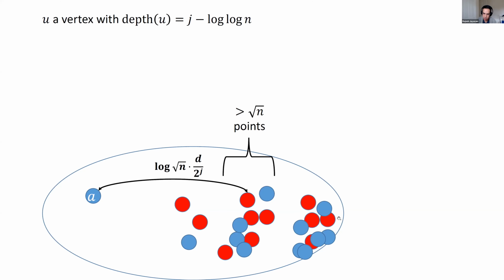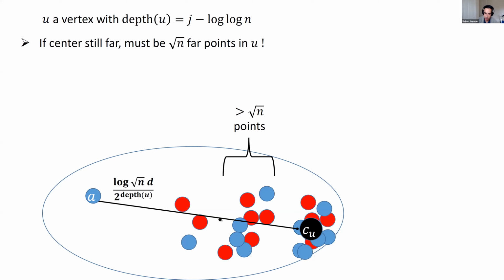And note we have these root n points, but maybe we picked up some more points. These root n points were close, but if the distance from A to the center of mass was still far away, say again a log root n factor larger than it should have been, which is d over 2 to the depth u, then what does that mean? I had root n points which are close, but the center of mass is an average.